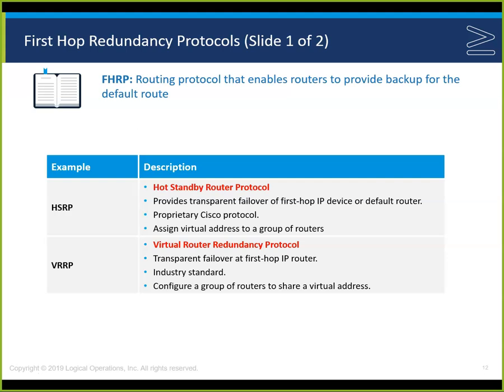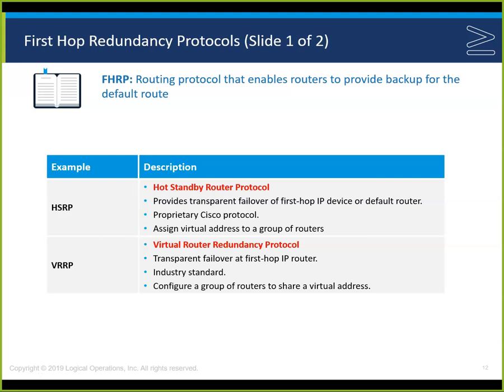The next topic that we have in here is this thing called first hop redundancy. We're going to have two of them: the Cisco proprietary HSRP, and the standard VRRP. HSRP is Hot Standby Router Protocol. VRRP is Virtual Router Redundancy Protocol. They provide a transparent failover first hop device, or a default router, for these things. The proprietary Cisco protocol, HSRP, assigns virtual IP addresses to a group of routers. The Virtual Router Redundancy Protocol basically does the same thing. There are a couple of differences, and I want to demonstrate HSRP, and then we'll talk a little bit about VRRP.